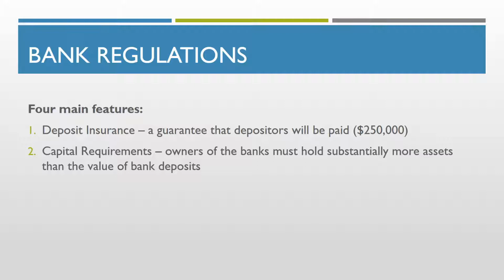Number two, the bank regulations also make a capital requirement. So that means the bank has to hold substantially more assets than the value of the bank deposits. So just in case the bank fails to pay back the depositors, they have enough capital to actually turn back into money in order to pay back the depositors.